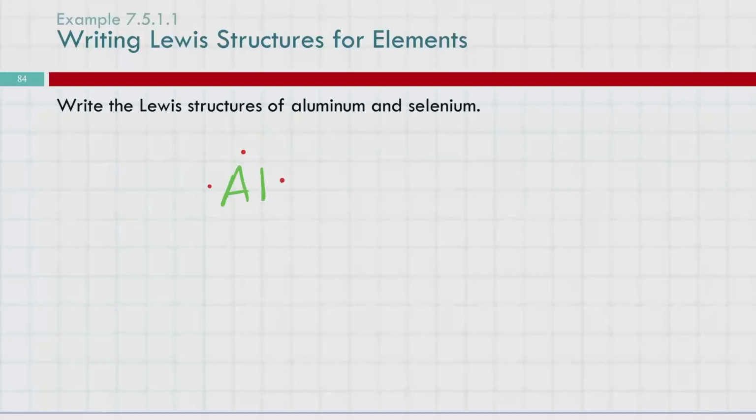What's the symbol for selenium? Se. Capital S, lowercase e. We find selenium on the periodic table. It's below sulfur. So it's going to have how many valence electrons? 6. 1, 2, 3, 4, and then double up 5 and 6. That's it. That's all we do with it. We will be doing more, but some review.